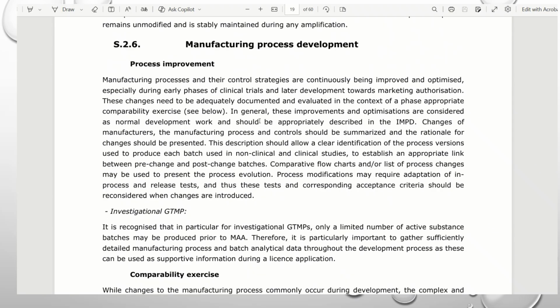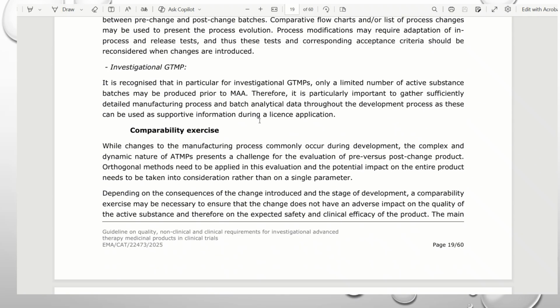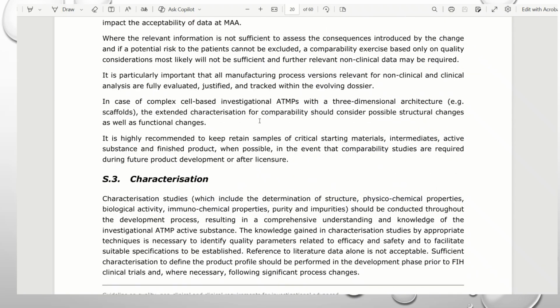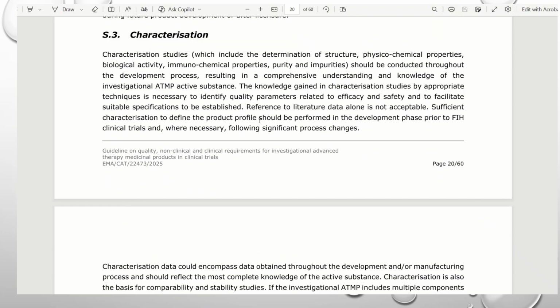I was going to say something else about comparability, but I've forgotten what it was. Characterization, yeah, characterization is important. I would have thought that characterization should really come before manufacture, but hey, I didn't set this up.